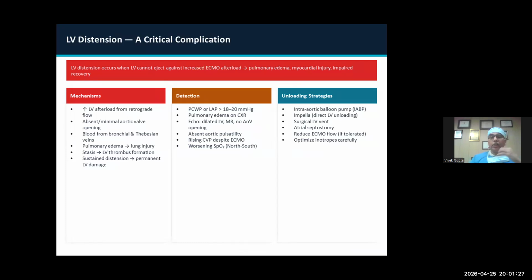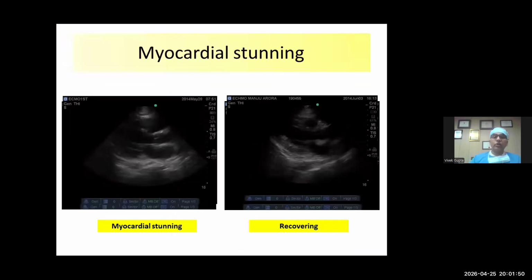So when you detect it, how do you unload? You can use inodilators, dobutamine or milrinone. You can use the intra-aortic balloon pump, or sometimes you require surgical LV venting, either in the cath lab with atrial septostomy, or you can use impeller devices, or you can do a surgical venting. If tolerated, you can reduce the flow itself. That will improve the myocardial contraction.